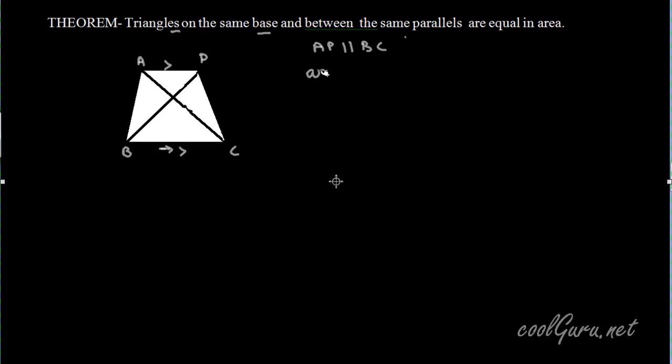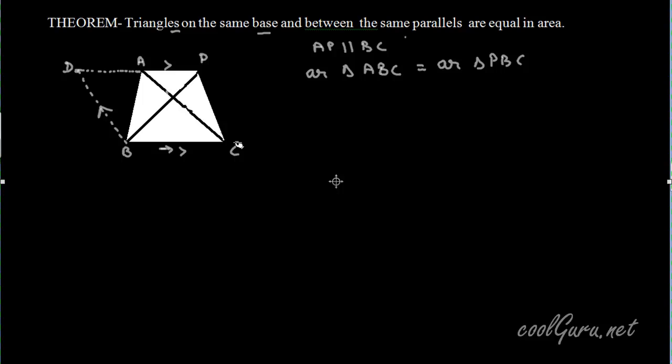And we have to prove that area of triangle ABC is equal to area of triangle PBC. Now through B we will draw a line parallel to CA. This line is parallel to this line. And let this point be D. It will intersect the line PA produced to D.